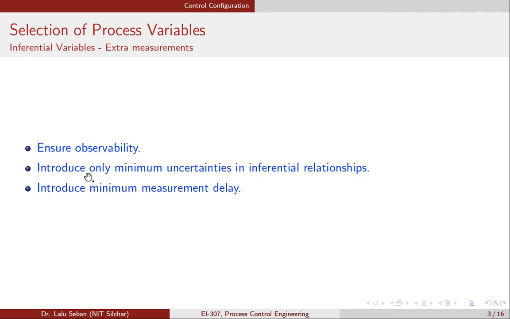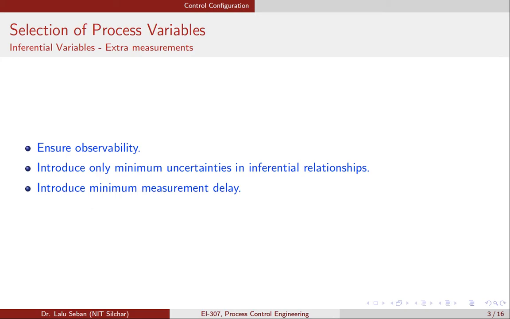Yeah, so we have to select the inferential variables in such a way that they introduce only minimum uncertainties in the inferential relationships. That means if you are using, say, temperature measurement for inferring the value of concentration, the temperatures that we have selected combined should give only minimum uncertainty in the concentration. Okay, the error should be very less. Now the measurement delay should be very minimum.